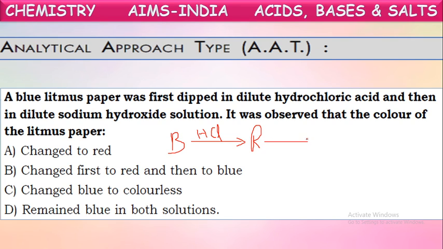Now this red litmus is again dipped into sodium hydroxide. We know sodium hydroxide is a base. What is the nature of bases? How do they react with the litmus? Bases turn red litmus to blue again. So initially litmus is blue, first it changes to red, and again red to blue. See where it is explained correctly. Changed first to red and then to blue. First on reaction with hydrochloric acid it turns red, and again on reaction with sodium hydroxide it turns blue. This is the correct statement.